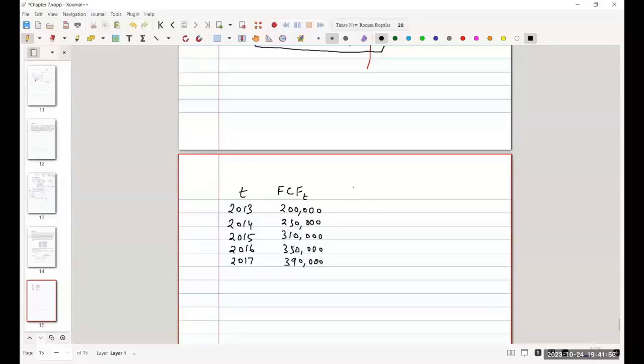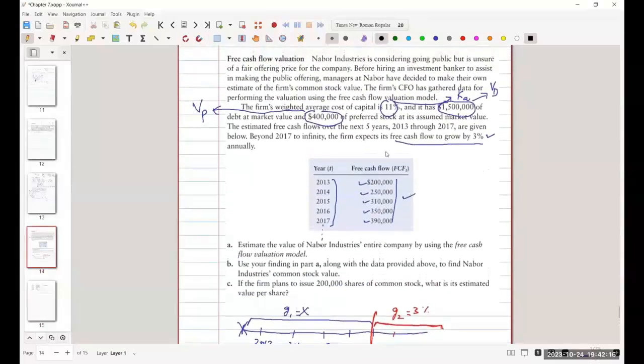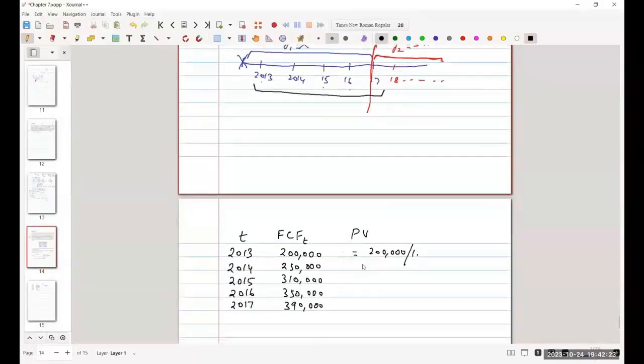And then we have to, like before, find out the present value of this. Like, for example, this one, 200,000 divided by 1 plus the required return, which is KA. You see here, KA is 11%. So this will give us a value like that. We will continue to do this.